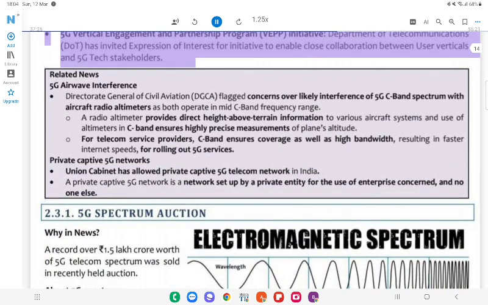5G Vertical Engagement and Partnership Program, VEPP initiative. The Department of Telecommunications, DoT, has invited expression of interest for the initiative to enable close collaboration between user verticals and 5G tech stakeholders.